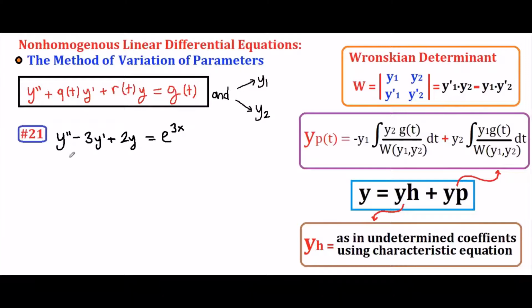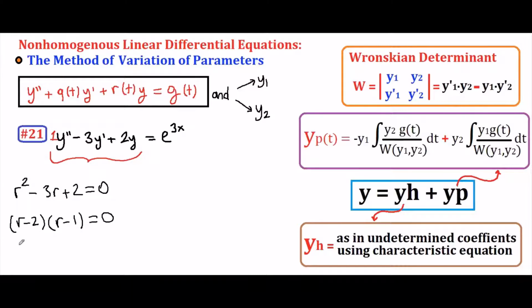So our first step is to find the homogeneous part. We check that our y double prime coefficient is 1, so we are good to start. So this is r squared minus 3r plus 2 equals 0. And from here, (r minus 2) times (r minus 1), so the roots are r1 is 2, r2 is 1.